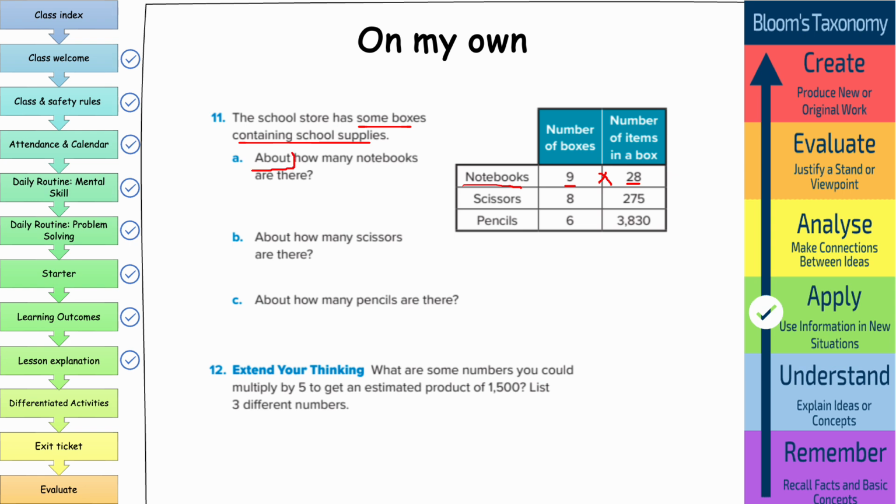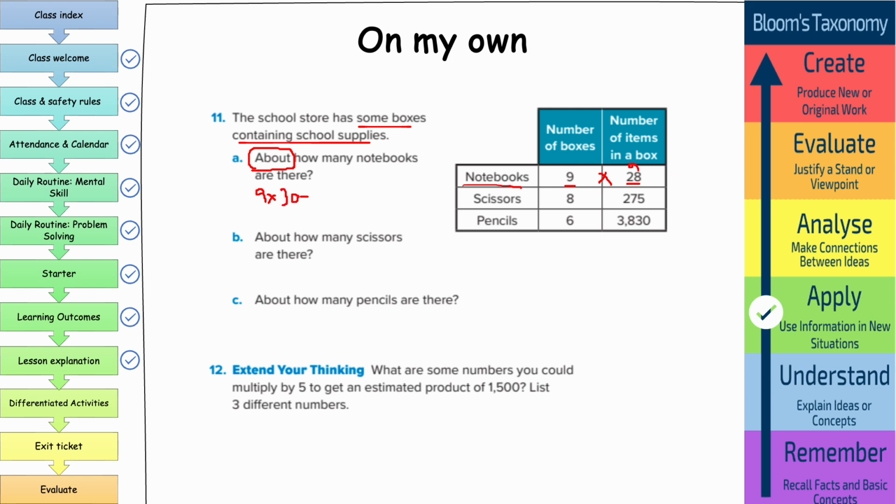About how many? So when you see the word about, it means that we will be rounding. So about how many notebooks are there? Here are the notebooks. So I will do times 9 times 28. Can I do 28? No, I should do an estimation strategy, so I will use rounding. So I will round to the nearest 10, the 8 will round up the 2, and it will be 30.